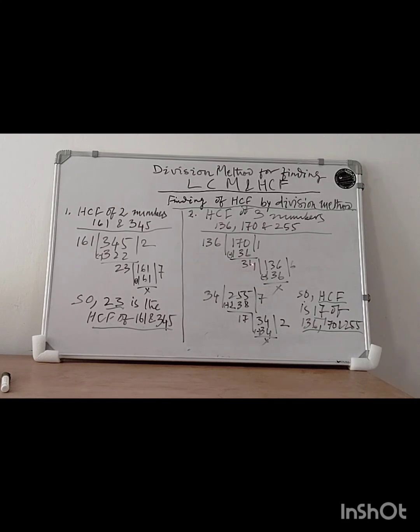With this 34 you divide 255. Like the earlier one, 34 sevens are 238, you get 17 as remainder, and now by this 17 you divide 34. On subsequent division you get 0 here, so no remainder. Now the HCF is 17. So the HCF is 17 for 136, 170 and 255.